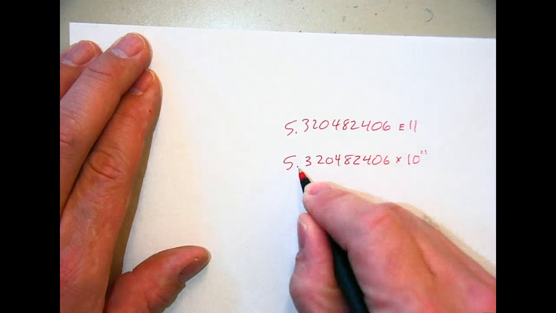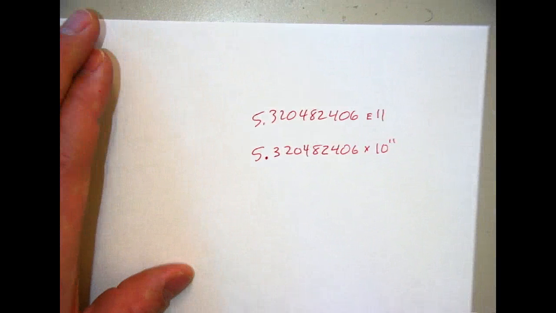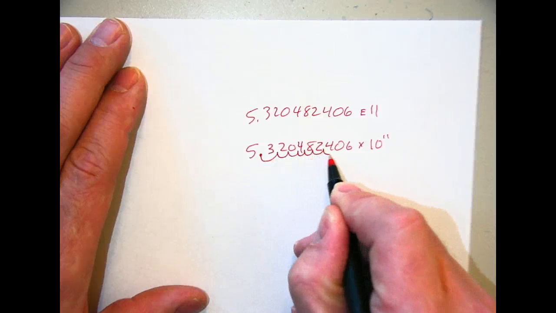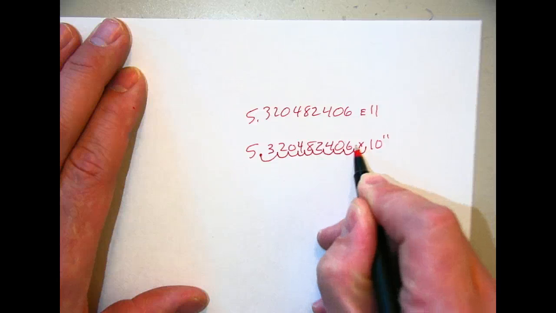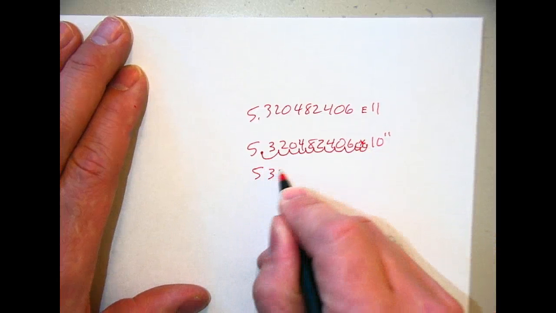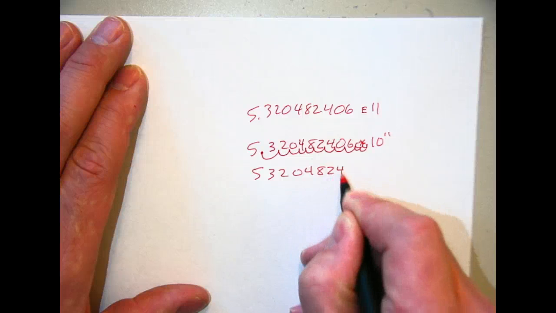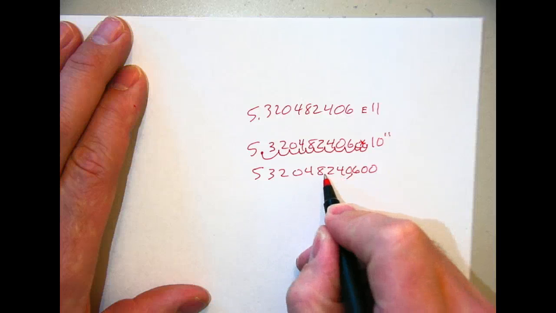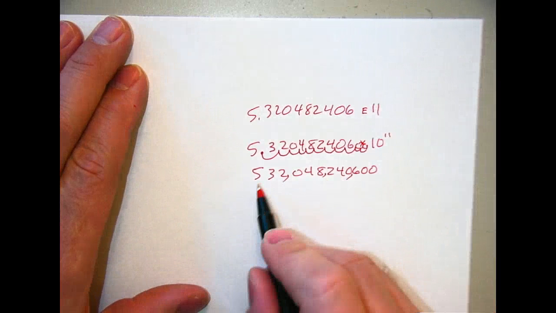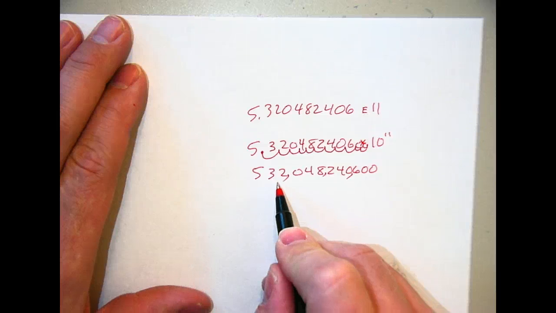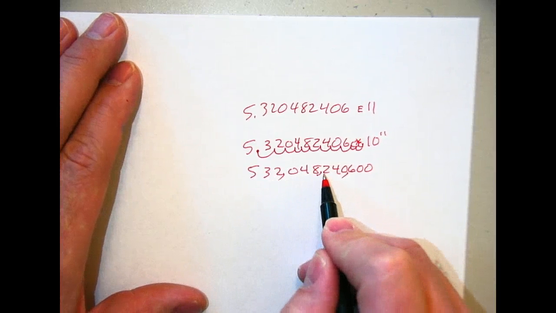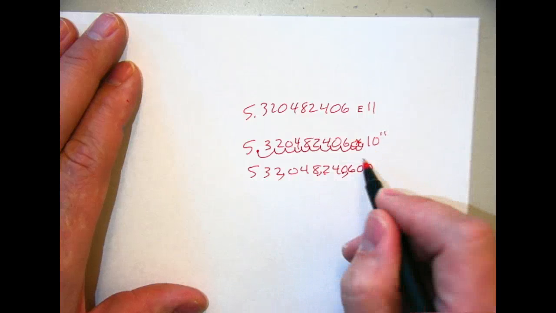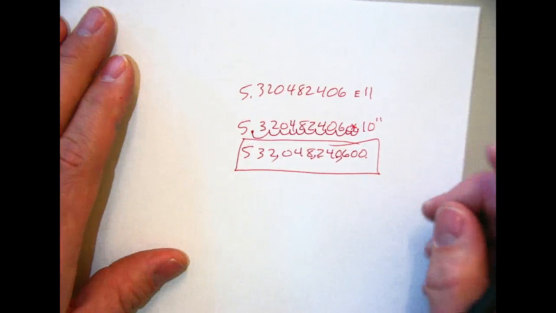Or every time you multiply by a power of 10, what happens? The decimal goes up: 1, 2, 3, 4, 5, 6, 7, 8, 9, 10, 11. We add 2 zeros. So 532,048,240,600. Yes, 532 billion 48 thousand 240 hundred... 532 billion 48 240 600. Okay, that is the solution. There's no word "and" in there for all those that like writing "and."